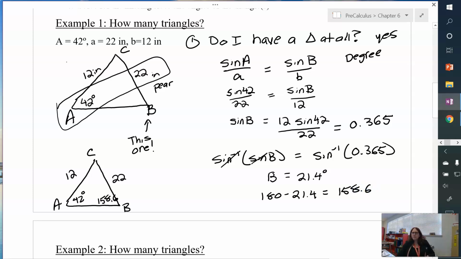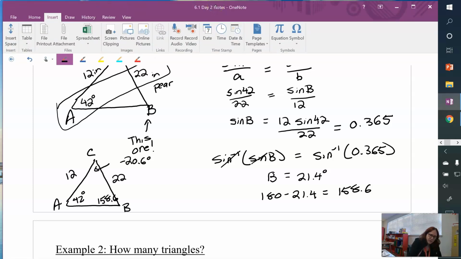Now, in a triangle, I know all three angles add up to 180 degrees. So let's figure out what angle C would be in this case. So 42 plus 158.6, I'm going to subtract that from 180. And I get a negative 20.6 degrees. That does not work. So therefore, I do not have two triangles.